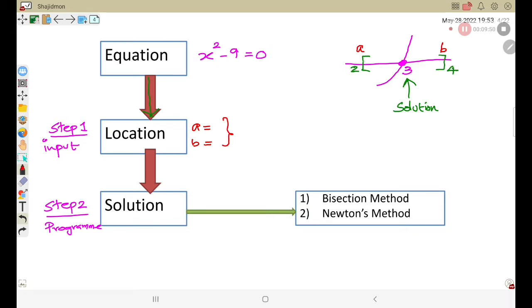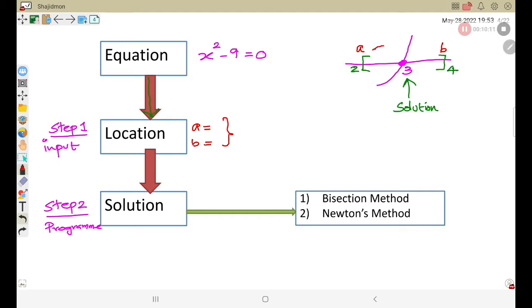For example, in this question, I can take the A number as 2 and the B number as 4. I can take any numbers, for example 1 and 4, but the point is to choose the best interval, the closest interval to the solution, the shortest interval containing the solution. That will be better.